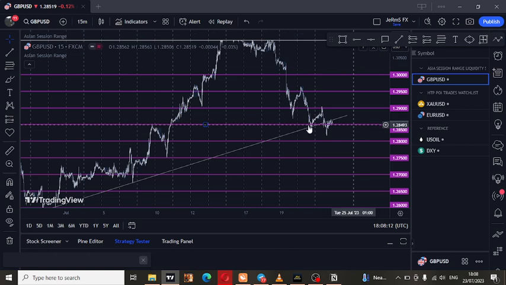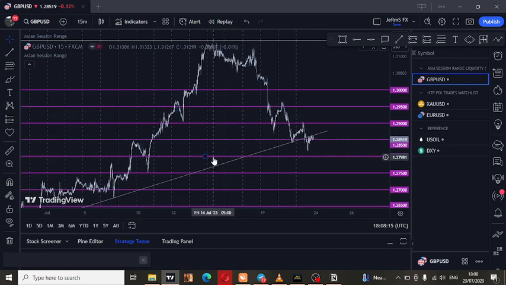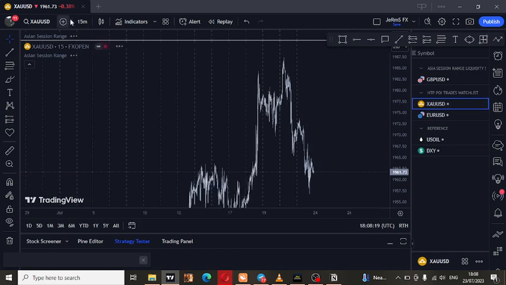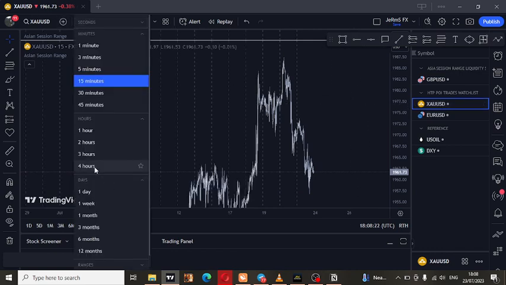So please, let's keep it very simple. So that's all about the psychological level. Let's look at the next pair. Let's look at gold, how we can also draw it. So I always start from the 4-hour time frame.